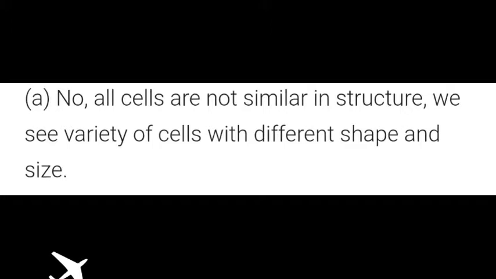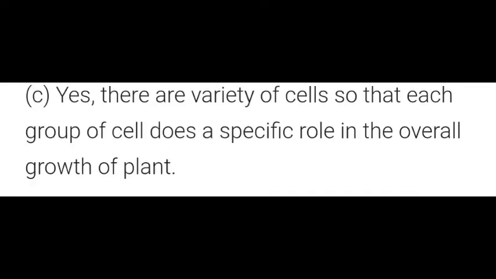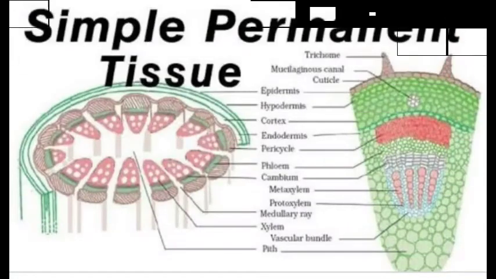The next question: how many types of cells can be seen? We can see at least 10 different types of cells in the slide. Next question: can we think of reasons why there would be so many types of cells? The answer, yes, there are a variety of cells so that each group of cells does a specific role in the overall growth of plants.